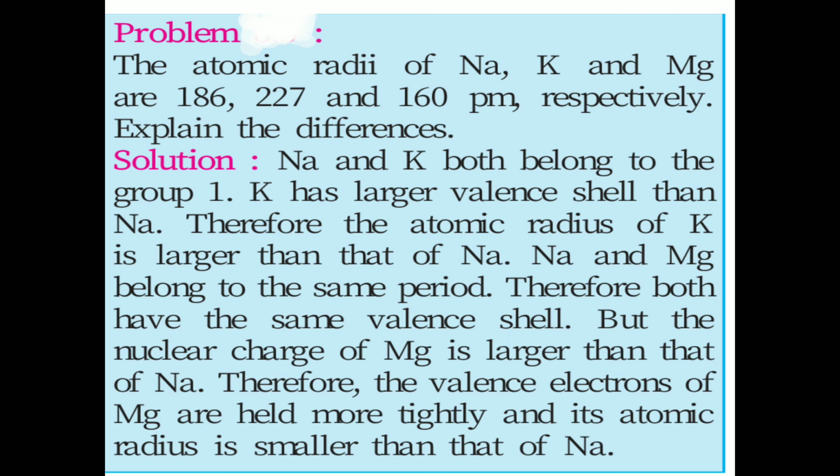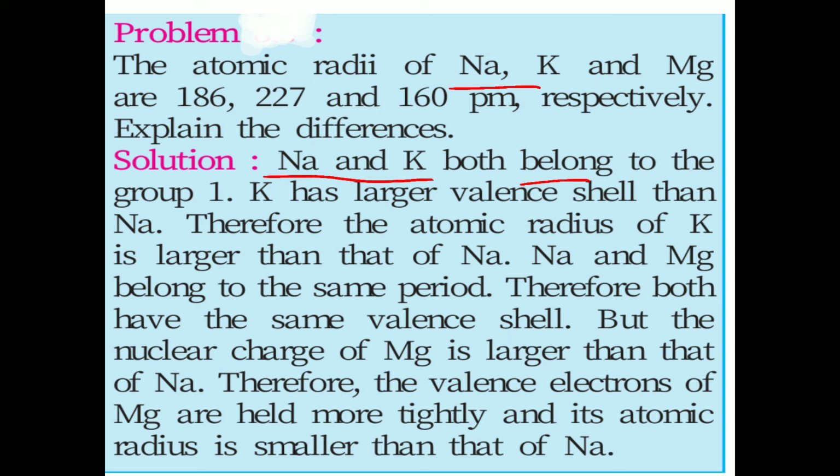Then the next example: the atomic radii of sodium, potassium and magnesium are 186, 227 and 160 pm respectively. Explain the difference. Now when we study atomic radii, first of all we know what is meant by atomic radius: it is the distance from the nucleus of an atom to its outermost orbit of electrons. Sodium and potassium are both elements of the alkali metals, that is group 1.